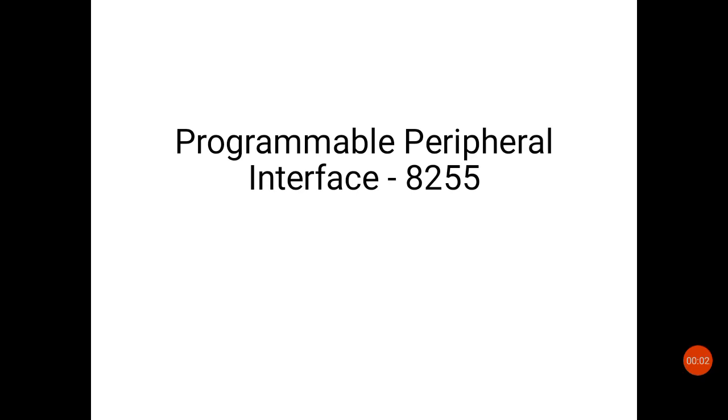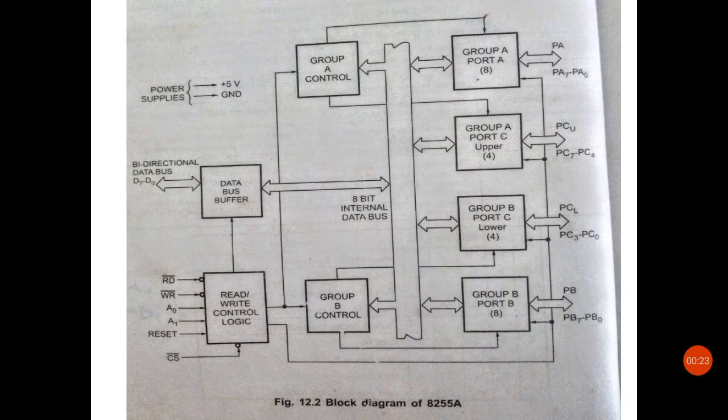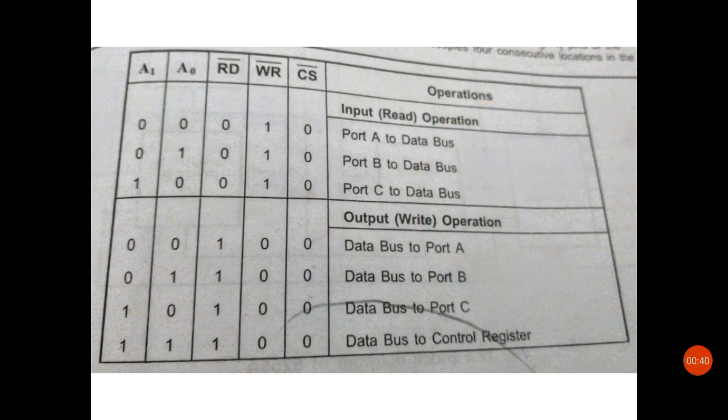Hello students, in this lecture I'll be discussing the programmable peripheral interface, that is 8255. So 8255 is a general purpose programmable input output device which is used for parallel data transfer. This 8255 has 24 input output pins, which can be grouped into three 8-bit parallel ports, like port A, then port B and port C.